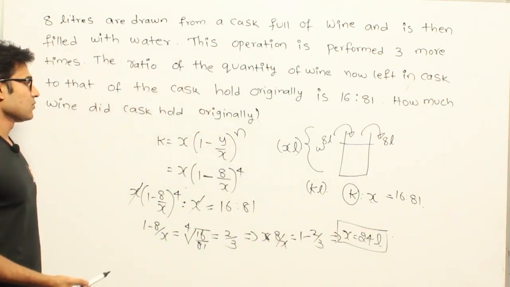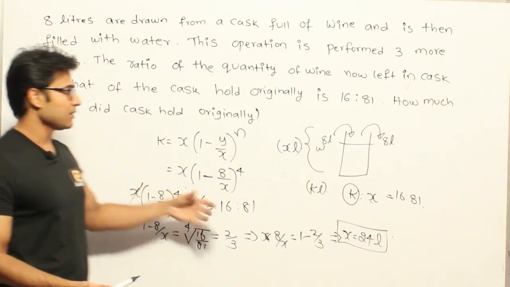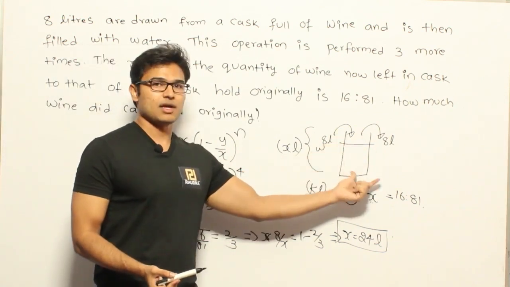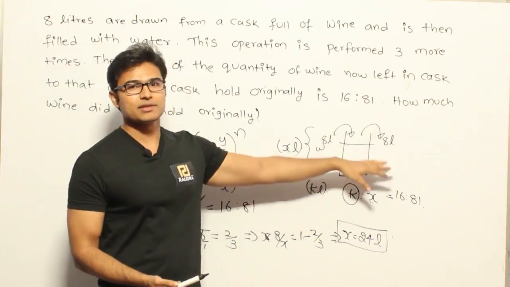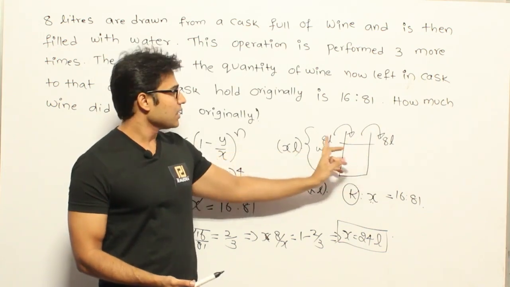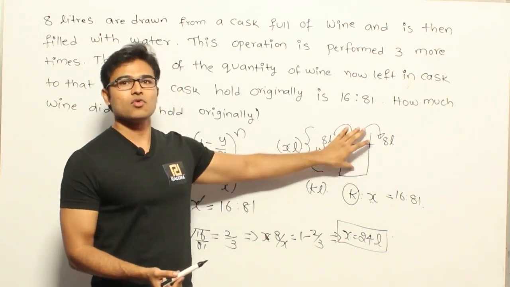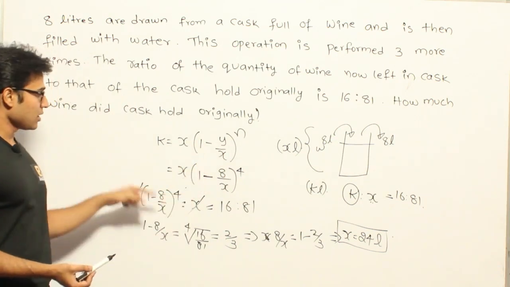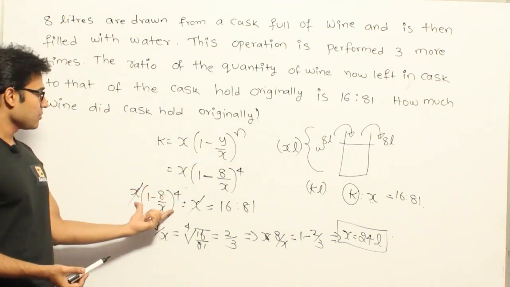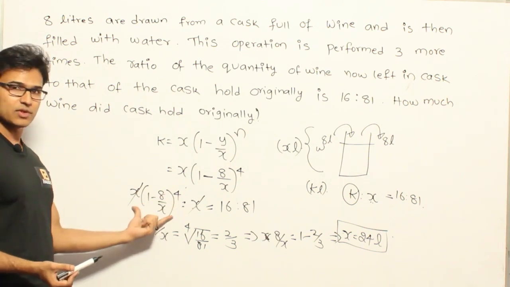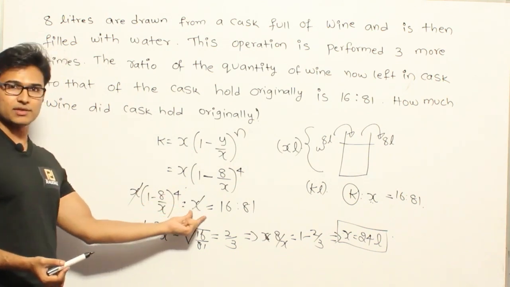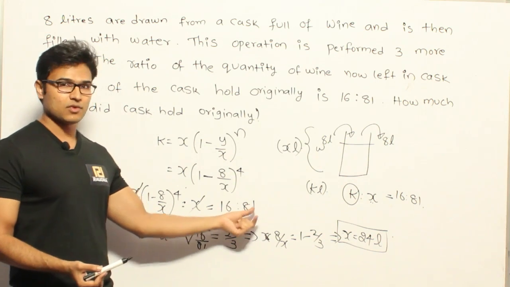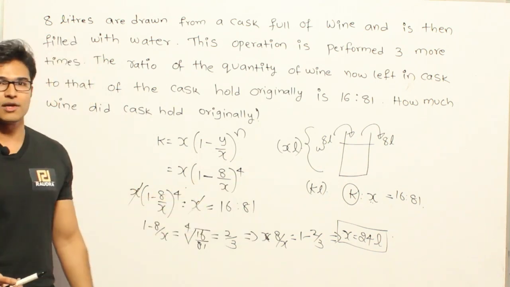Got it? So are you able to get this? They are saying that initially there is some wine and they have been continuously replacing the wine or the mixture with 8 liters of water. They have done it 4 times. Then this will be the amount of wine remaining. Now they have also given that the amount of wine remaining after 4 replacements, which means k, to the initial amount of wine, which is x, is 16:81. From this ratio I am able to get the value of x.